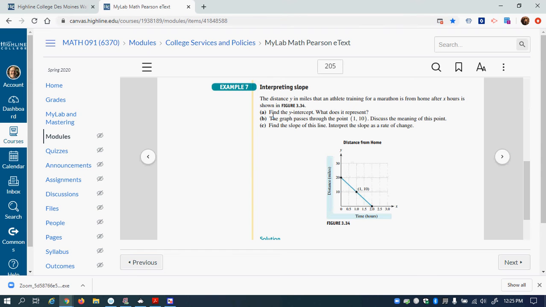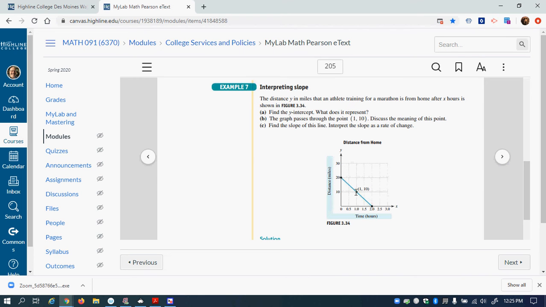Okay, so then the graph passes through the point (1, 10). So here is (1, 10). Discuss the meaning of this point. Well, that means that after 1 hour, the runner has basically run 10 miles and is 10 miles away from home. Find the slope of this line and interpret the slope as a rate of change.